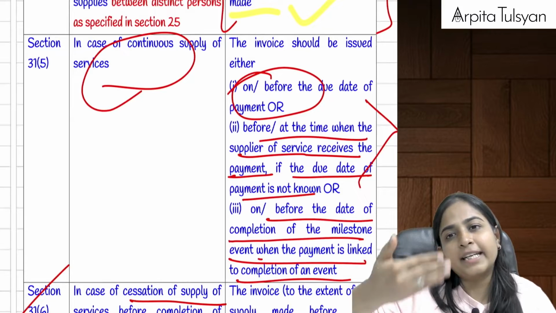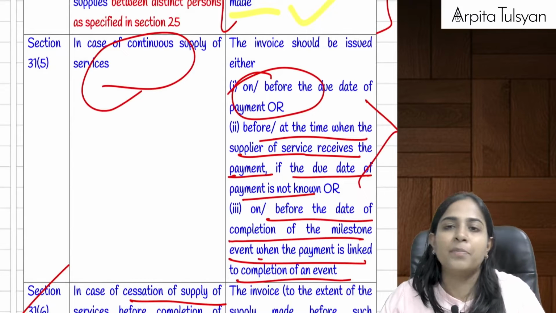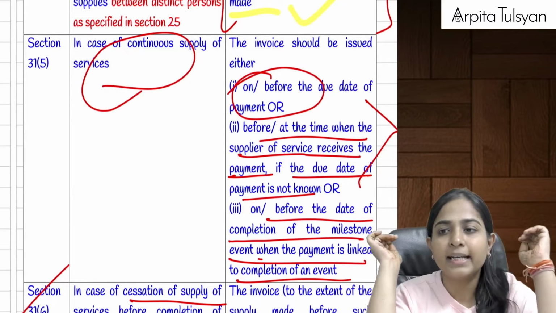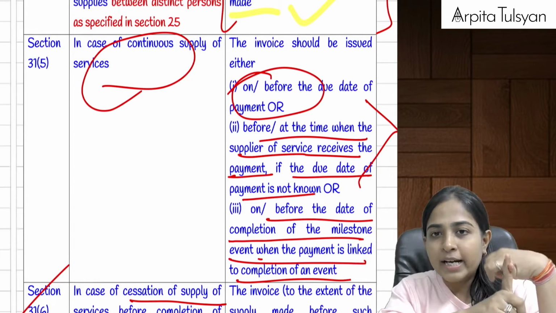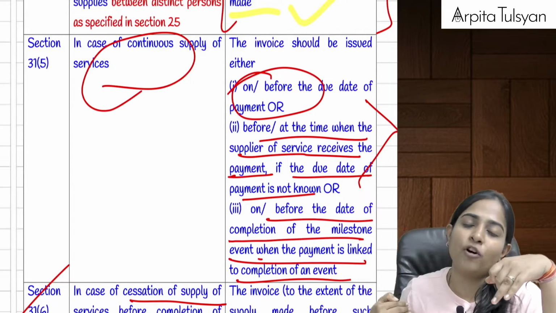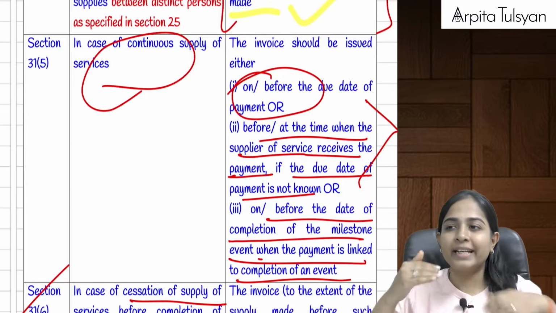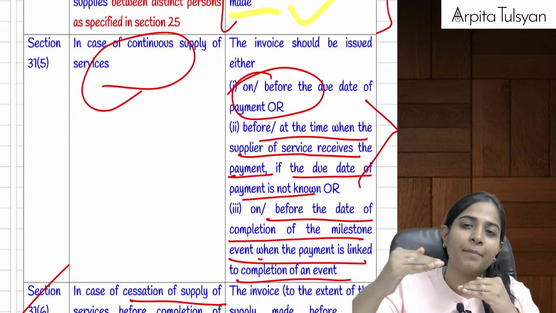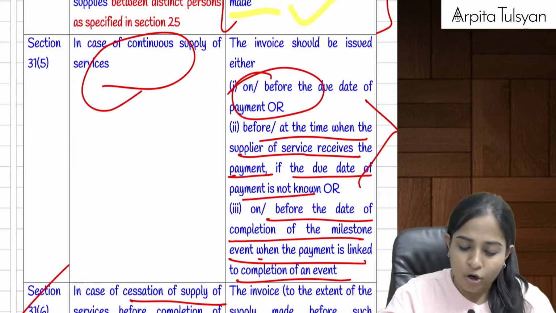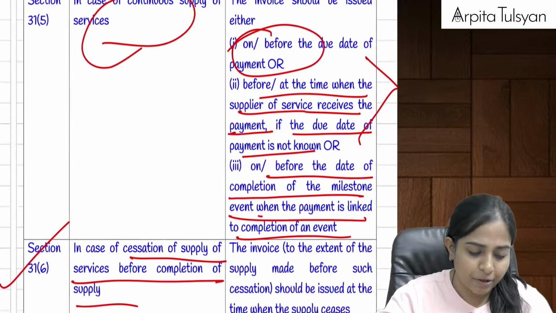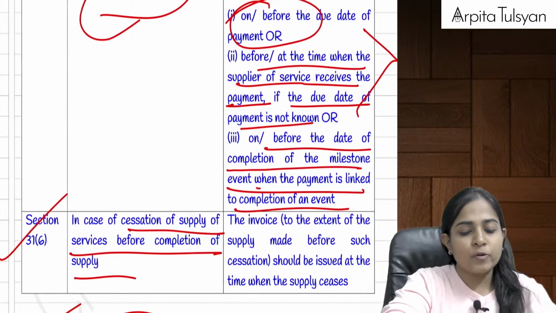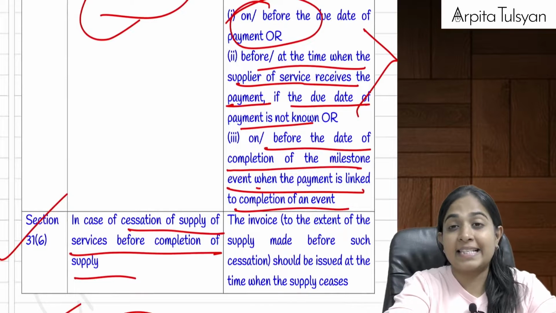Then in case of continuous supply of services, let's say a particular service which is going to be provided for a period of more than 3 months, if the due date is known, then on or before the due date. If the due date is not known, on or before the receipt of payment for that service. When the payment is linked to some event, that is, if this is completed, we will receive this much payment, then on or before the completion of that particular event, the tax invoice should be raised, right?